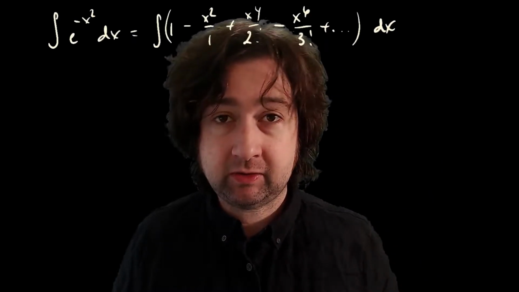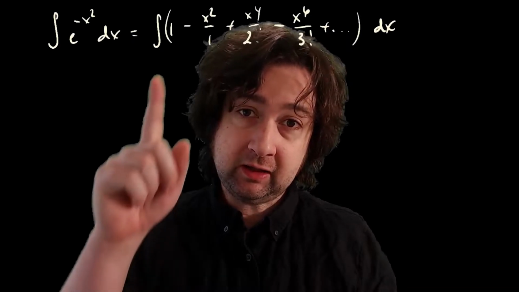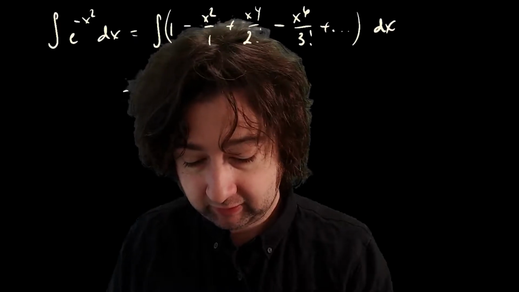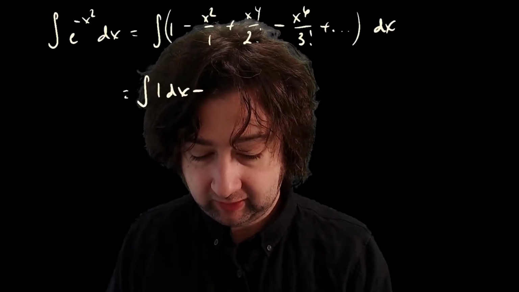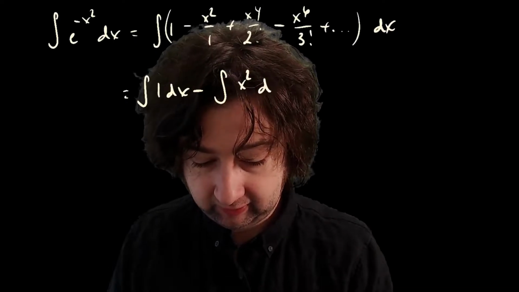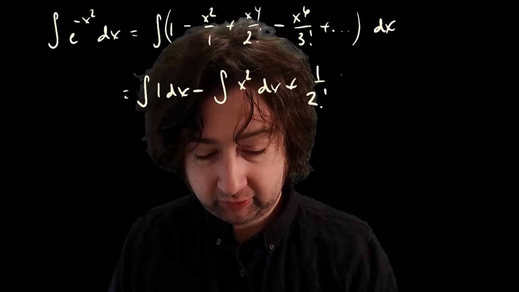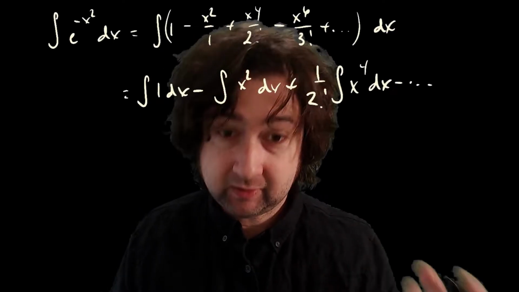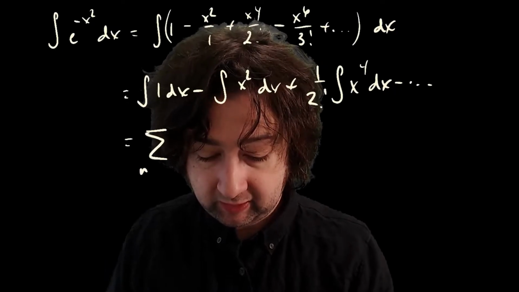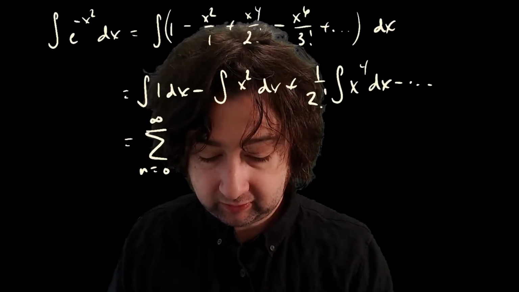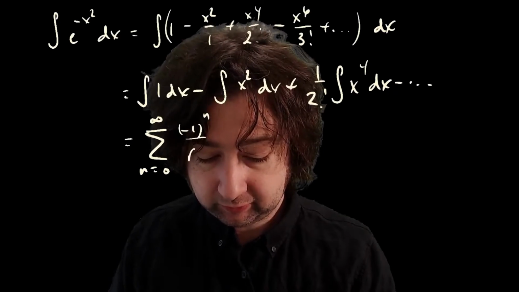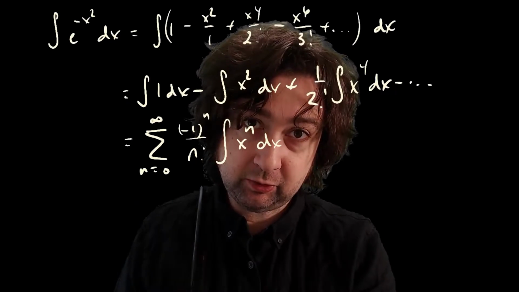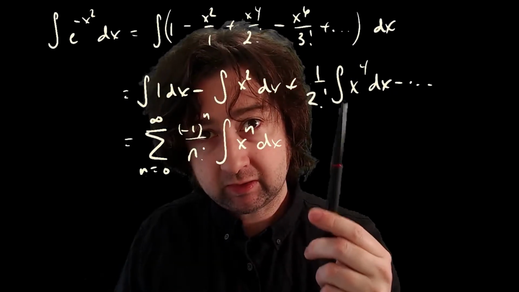Since I can think about a power series that converges as a polynomial, I can just take the integral and put it inside on every term. That's going to let me write something like the integral of 1 dx minus the integral of x squared dx plus 1 over 2 factorial times the integral of x to the 4th dx, and so on, which is actually easier to write in sigma notation as the sum from n equals 0 to infinity of minus 1 to the n over n factorial times the integral of x to the 2n dx. The justification for taking the integral and putting it inside like this is we're thinking about this as a giant polynomial.